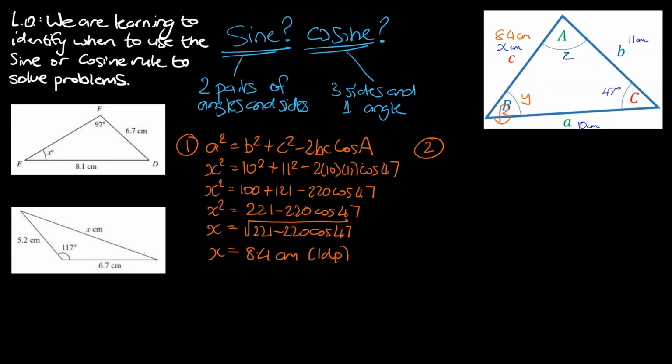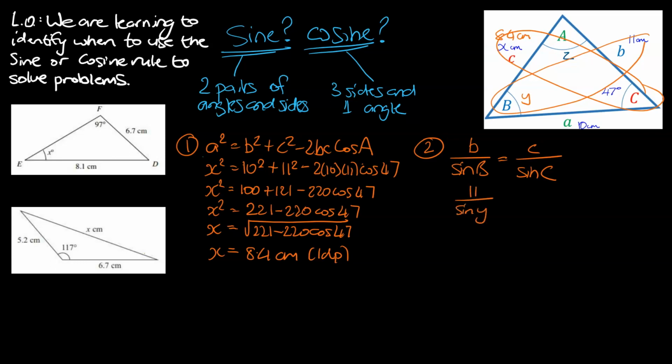So we've got big B here, little b. We've actually got them all labeled already anyway. So we're going to use the labels given by the triangle. So we're using the B and C pairs. That means little b divided by sine big B is going to be equal to c divided by sine big C. So 11 divided by sine y is going to be equal to 8.4 divided by sine 47.